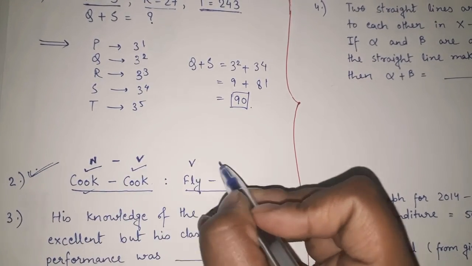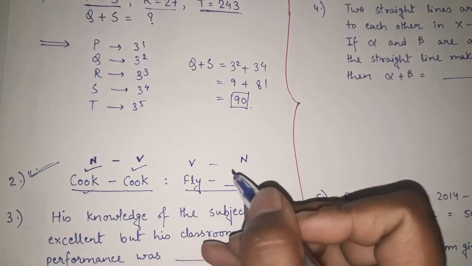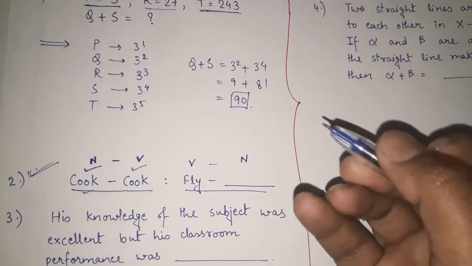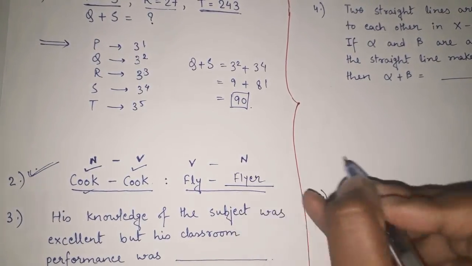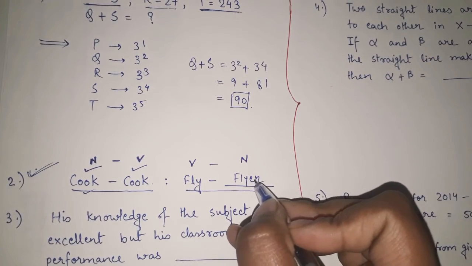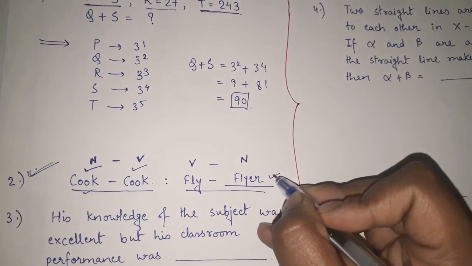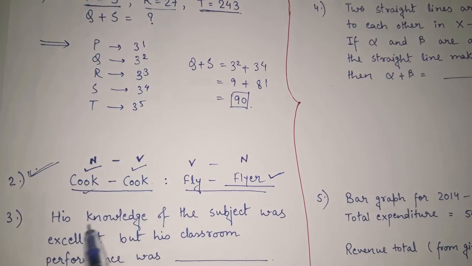Similarly, here one verb is given. So obviously the second one I want is a noun. So the noun of fly is the one who will be flying. The one who flies is known as what? Flyer. So for the verb fly, the noun is flyer, F-L-Y-E-R. So this was one of the options. So here the correct answer would be flyer. Fine. Okay. Now let's see the third question.